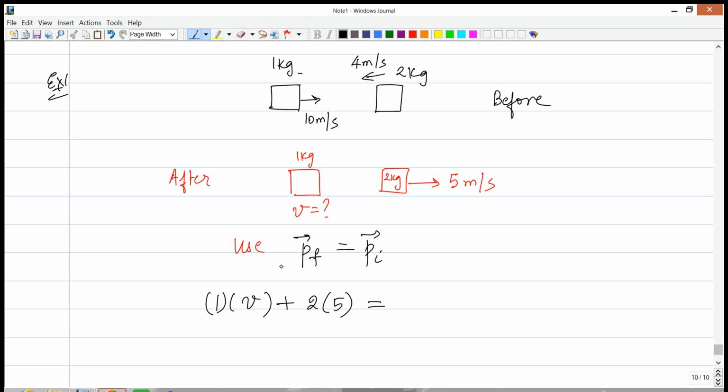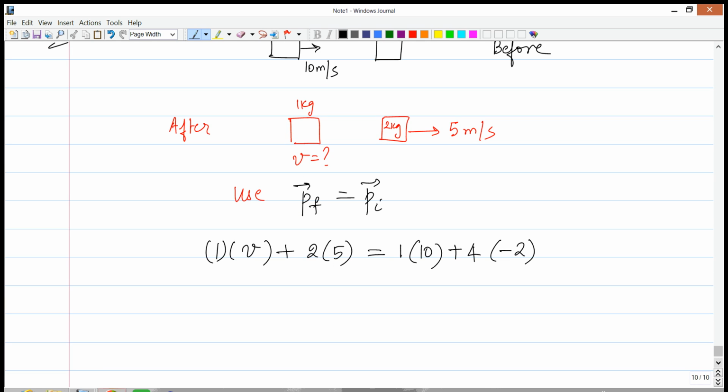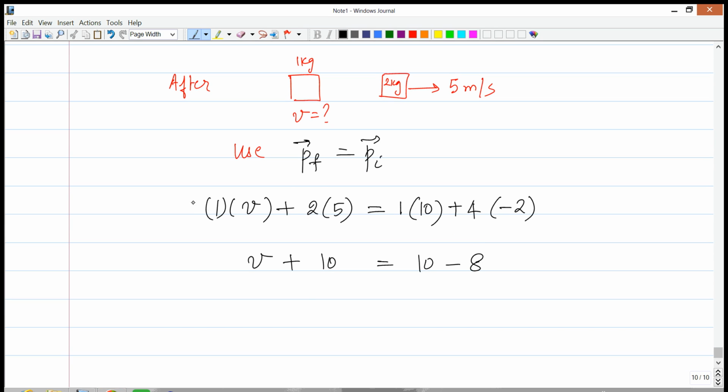For the beginning, we have 1 times 10, because it's moving to the right, plus 4 times negative 2, because the 2 kg is moving to the left. Great, we have all our pieces here. Let's apply this. Now we have V plus 10 is equal to 10 minus 8. So V is equal to minus 8 meters per second.